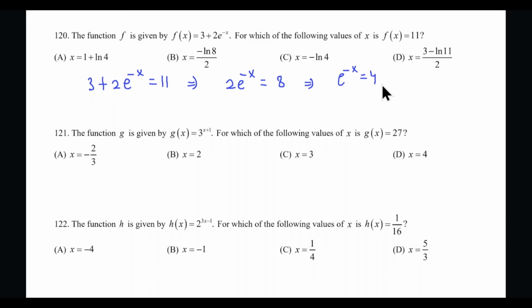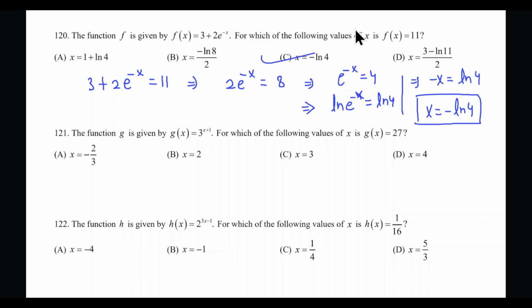But honestly, guys, here you cannot make the bases equal. So in such cases, since you need to bring x down, you need to take log with the same base as the base of the exponent on both the sides. In other words, take natural log on both the sides, which means that over on the left side, negative x is going to drop down and ln e is 1, and this is equal to ln 4, which means that x is minus ln 4, which, yes, fortunately is option C.